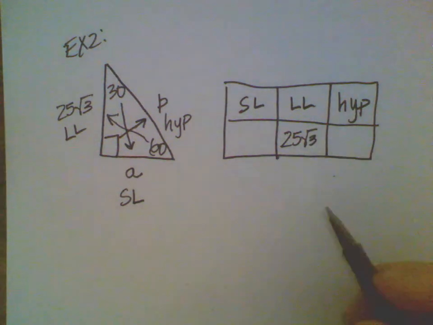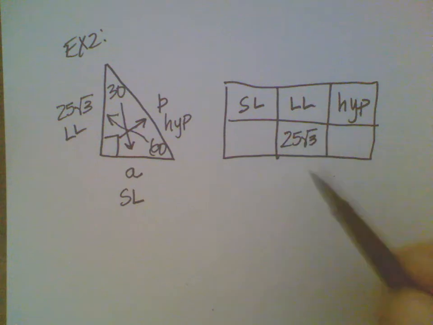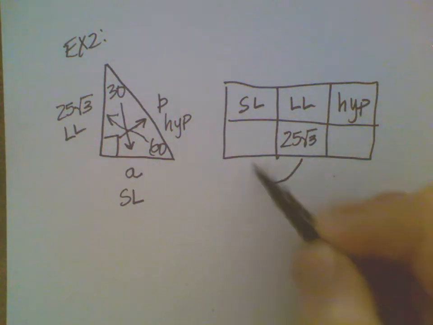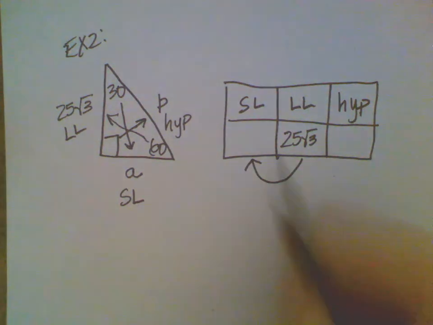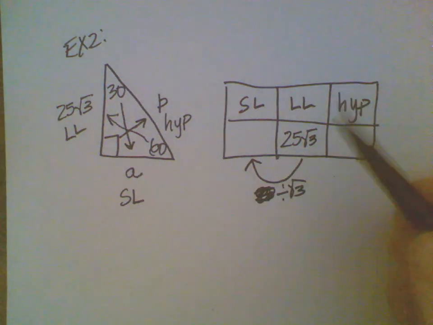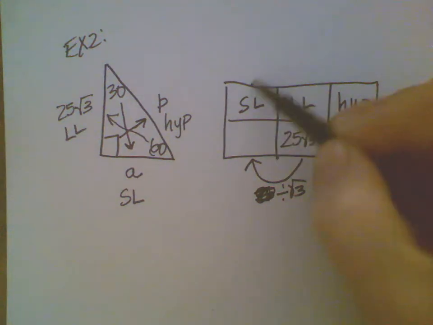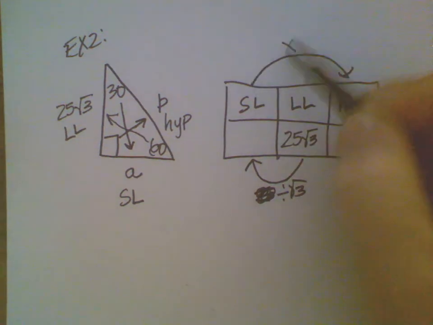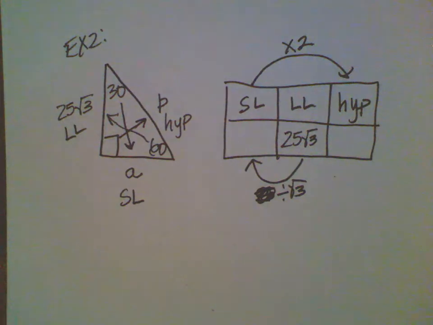So I'm going to look at my original picture and figure out which of the pieces of math I'm going to have to do. Well, I like to get back to the short leg, so I do that by dividing by the square root of 3. And then I'll take from the short leg up to the hypotenuse by multiplying by 2. So I'm going to have to, again, get myself organized and put those in.